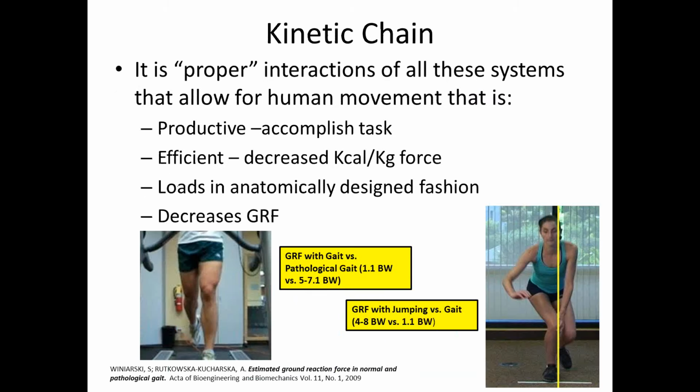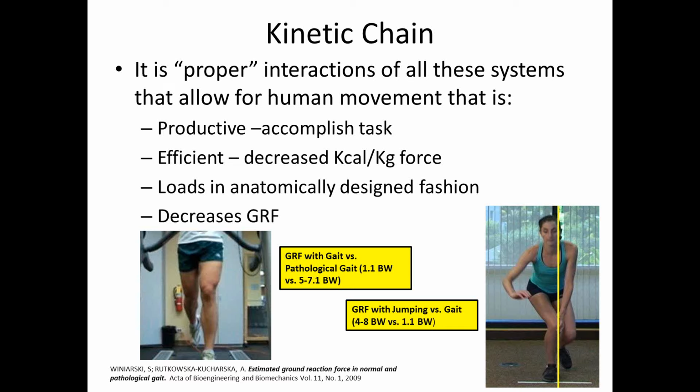In order for proper or ideal motion to occur, there's got to be the proper interaction of all these systems together to produce movement that is productive, efficient, and loads the tissues in an anatomically designed fashion and decreases ground reaction forces. For example, if we take this athlete off to our left here, who's running on the treadmill, we know that her ground reaction forces are going to be much more in line than with a pathological gait. We know from research studies that simply having a pathological gait increases ground reaction forces from 1.1 times body weight up to 5 to 7 times body weight.